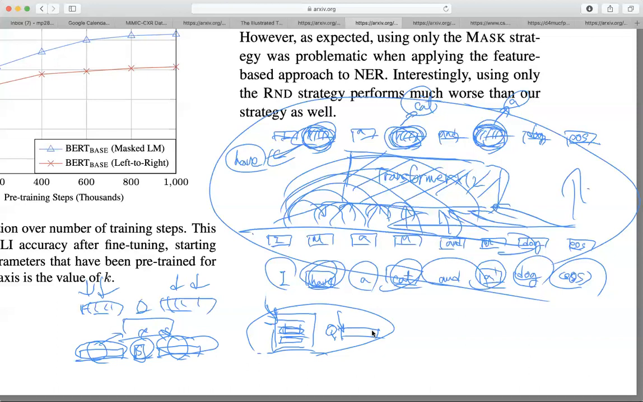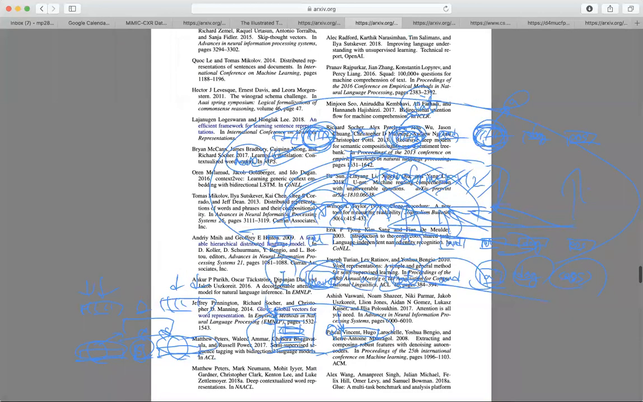Also, there's a second objective function, which is next sentence prediction, or was it neighboring sentence prediction? Give me just a second.